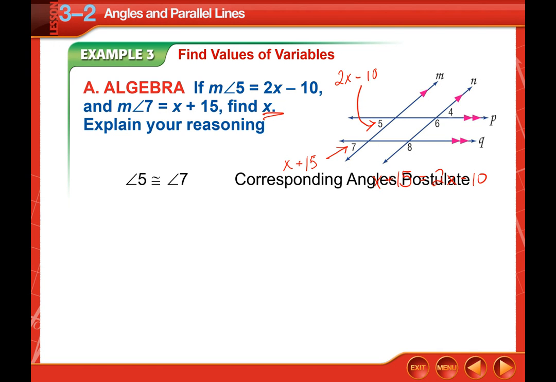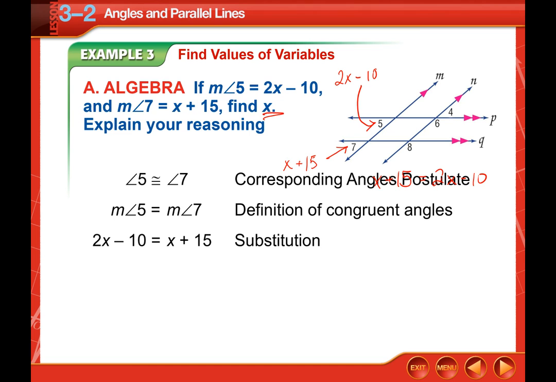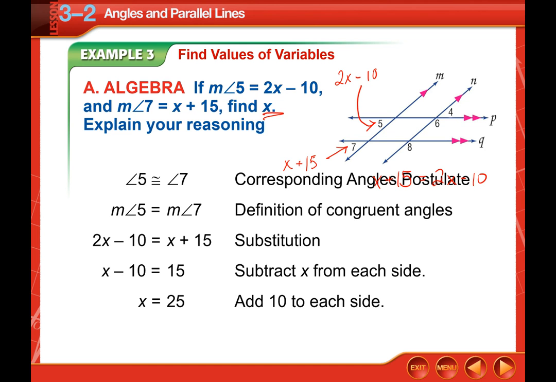Okay, they use the corresponding angles postulate to say that they're congruent. We have that the measures are equal due to the definition of congruent angles. We substitute in the algebraic expressions that each of those measures are equal to. That's where we were. Solve for x by subtracting x from both sides. And then add 10 so that x is equal to 25.